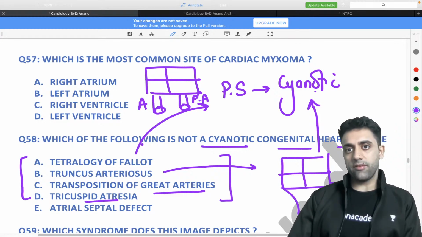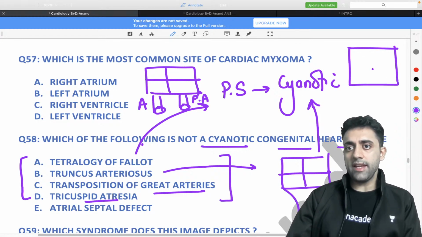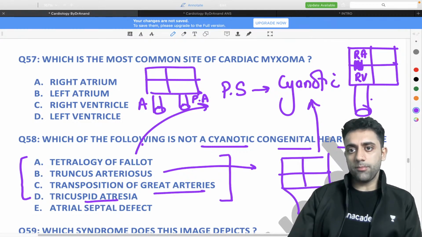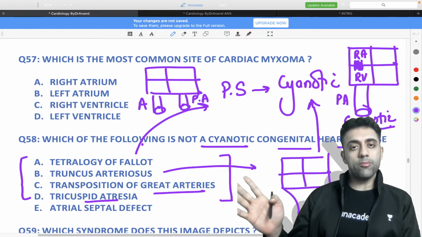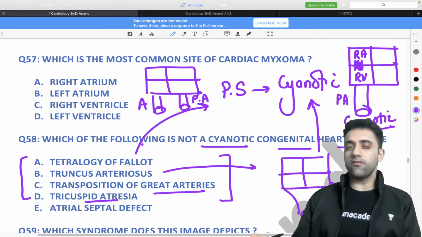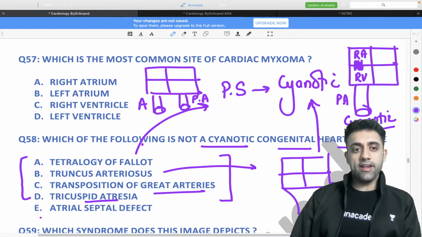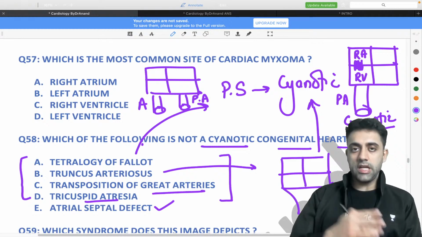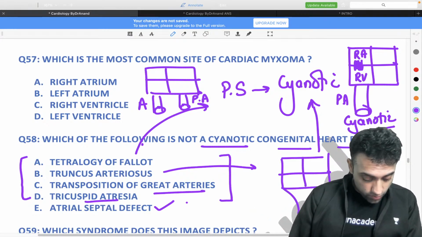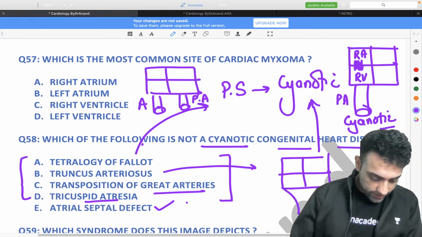In tricuspid atresia, there is a blockage of the tricuspid valve. The blood from the right atrium cannot go to the right ventricle, and from there to the pulmonary artery. So the blood will be cyanotic, because there is decreased pulmonary blood flow and blood is not going to the lungs for purification. Whereas atrial septal defect is a left to right shunt and is acyanotic congenital heart disease. Yes or no?